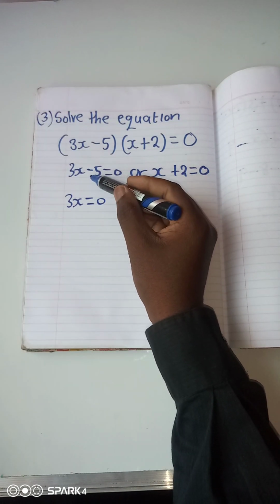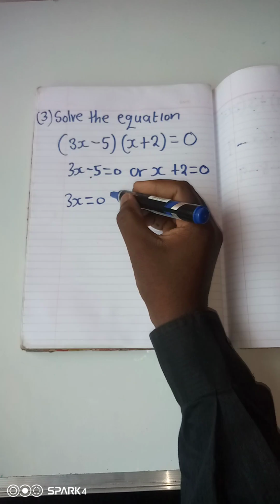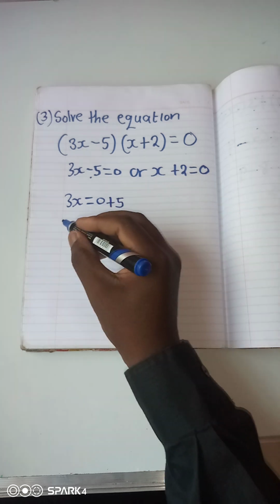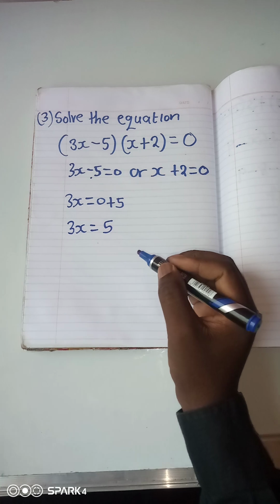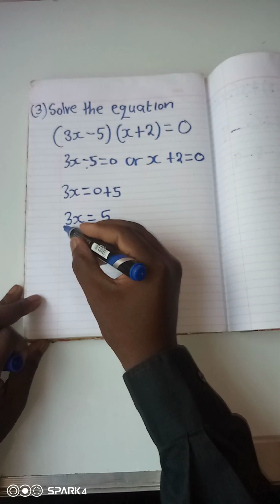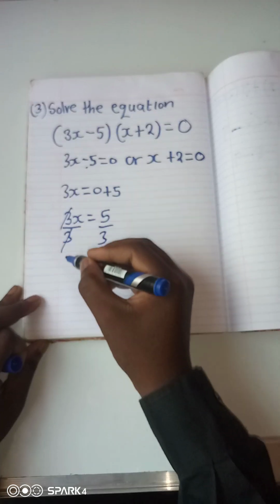The next step you do, you will say 3x is equal to 0. This one, it was a negative. If it crosses the equal sign, becomes what? A positive. So 3x is equal to 5. You divide both sides by what? By 3. Also there, you eliminate.